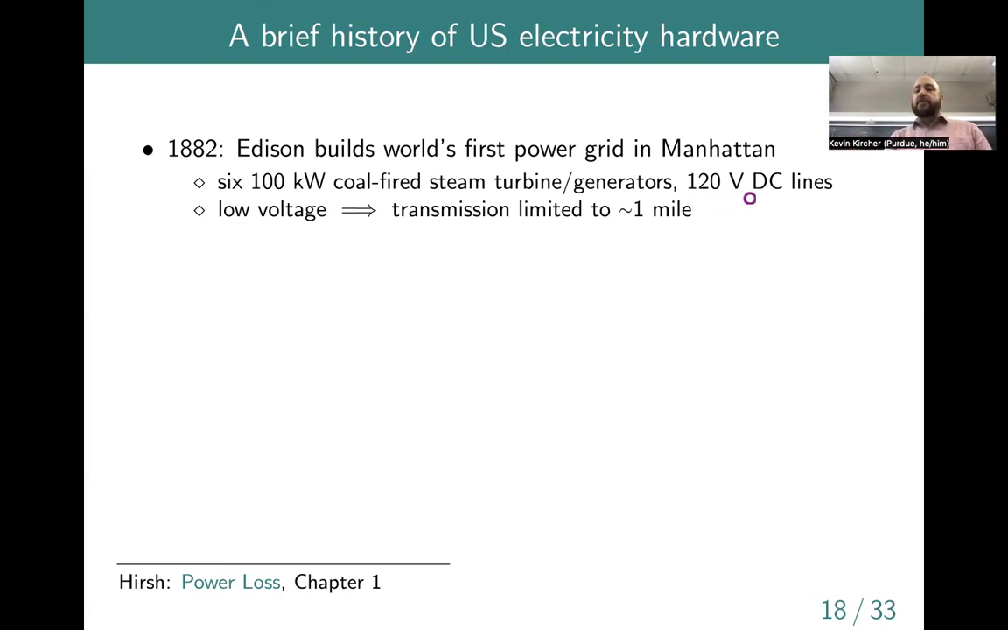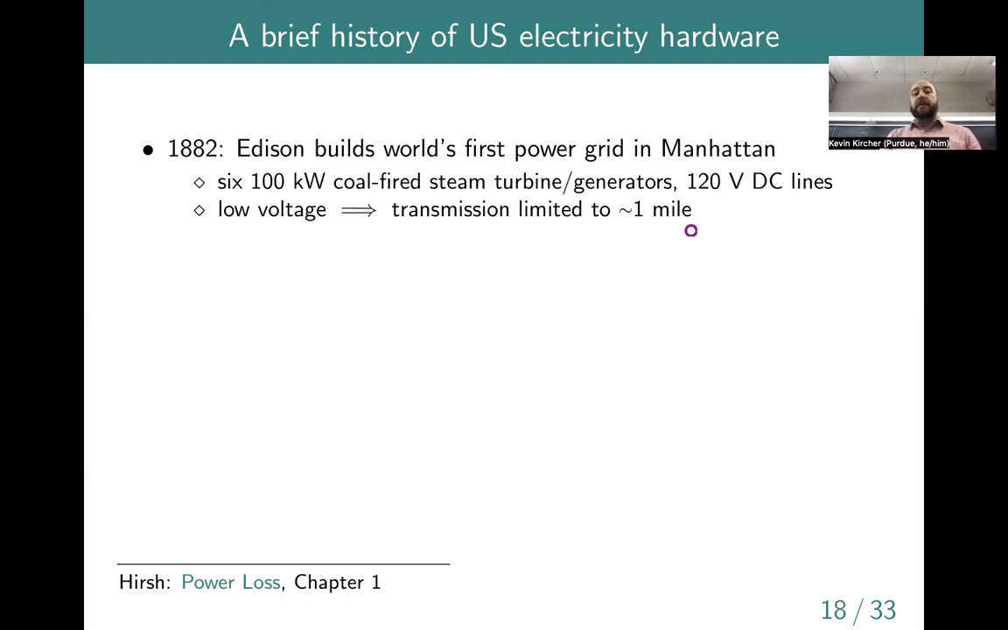And they used low voltage direct current lines, 120 volt DC. And this limited transmission. If you say, I don't want to lose more than, say, 20% of the power that I generate in transmission to the demand, it basically limited the length of wires that they could use to about 1 mile.